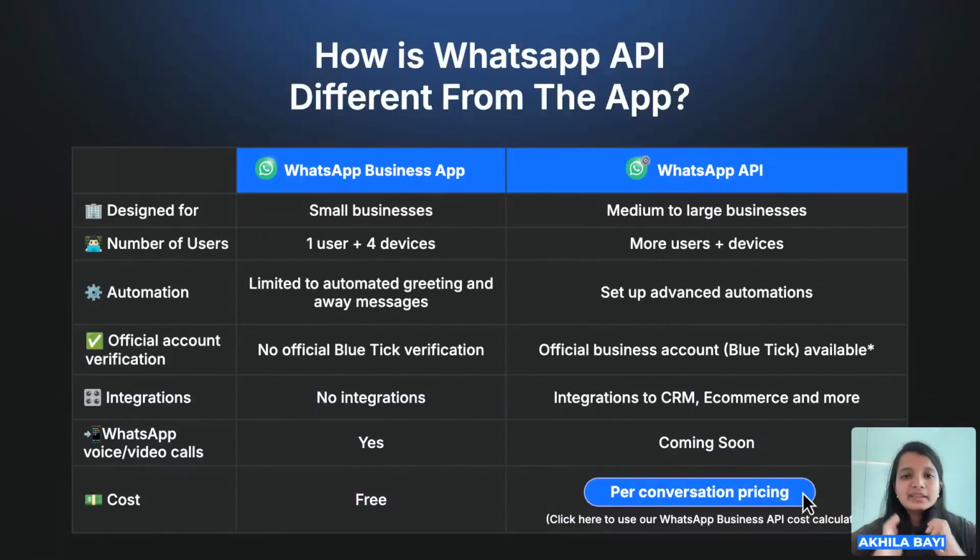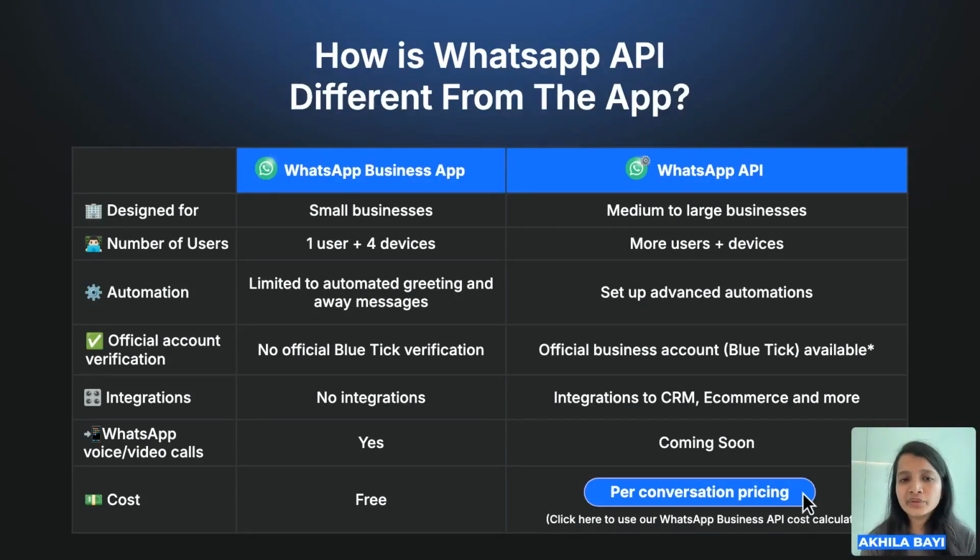Firstly, what is WhatsApp API, and how is it different from a regular app like the WhatsApp app and the WhatsApp business app that you use? Firstly, WhatsApp API is an advanced version of a regular WhatsApp app or a business WhatsApp app. The main difference between the regular WhatsApp app and the business app versus WhatsApp API is that WhatsApp API is designed for medium to large businesses compared to the regular WhatsApp app, which is designed for small businesses.